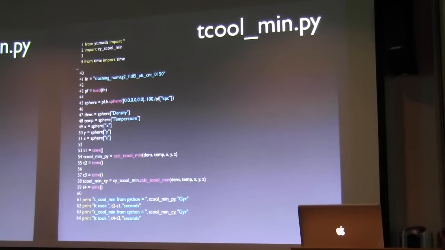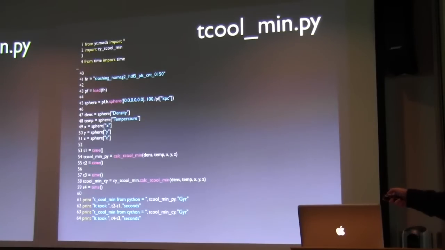And what we have here is the actual driver script. So it creates the PF, it creates our sphere object, and then it takes density, temperature, and the positions of the cells in the sphere and dumps them out to NumPy arrays. And then these NumPy arrays get passed into a couple of different functions actually.